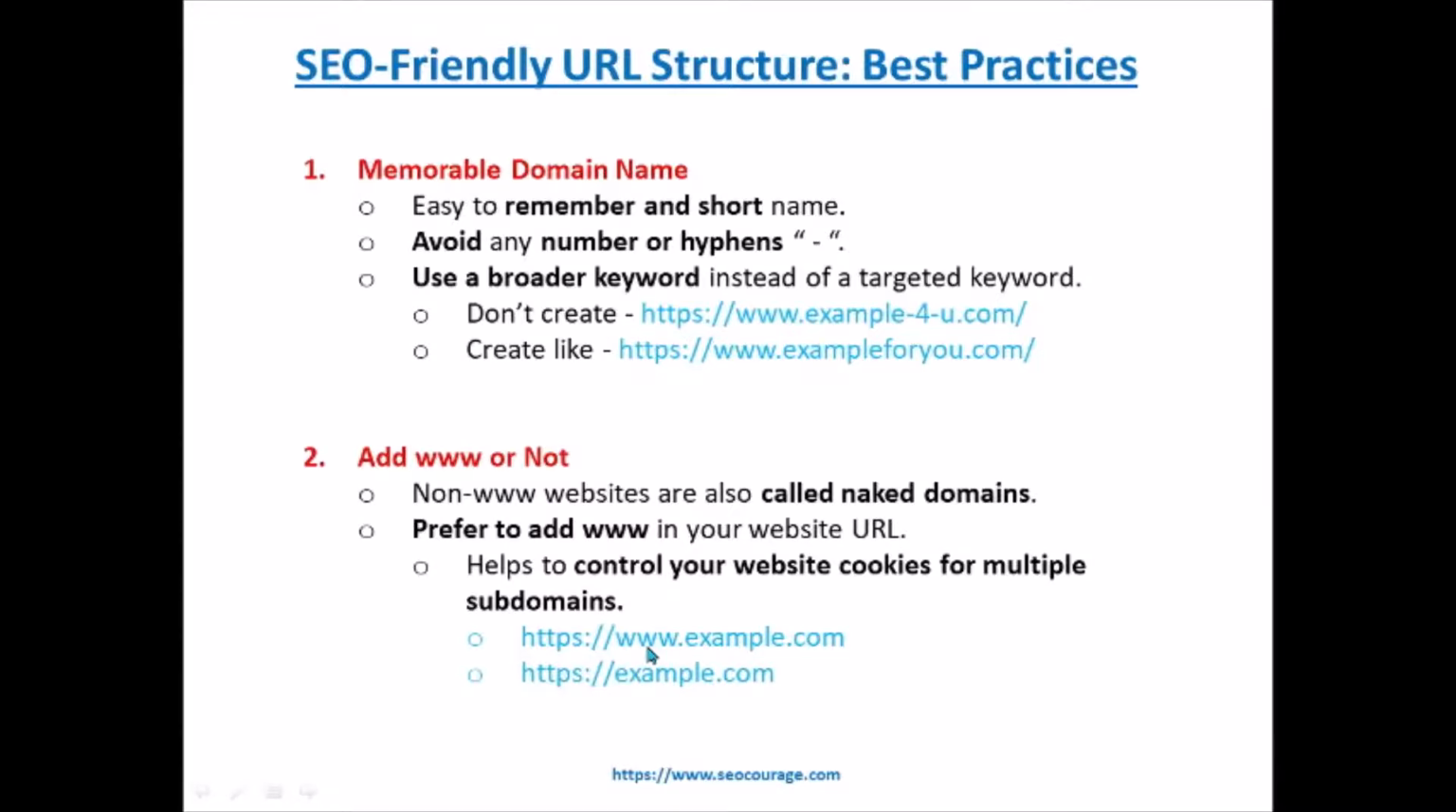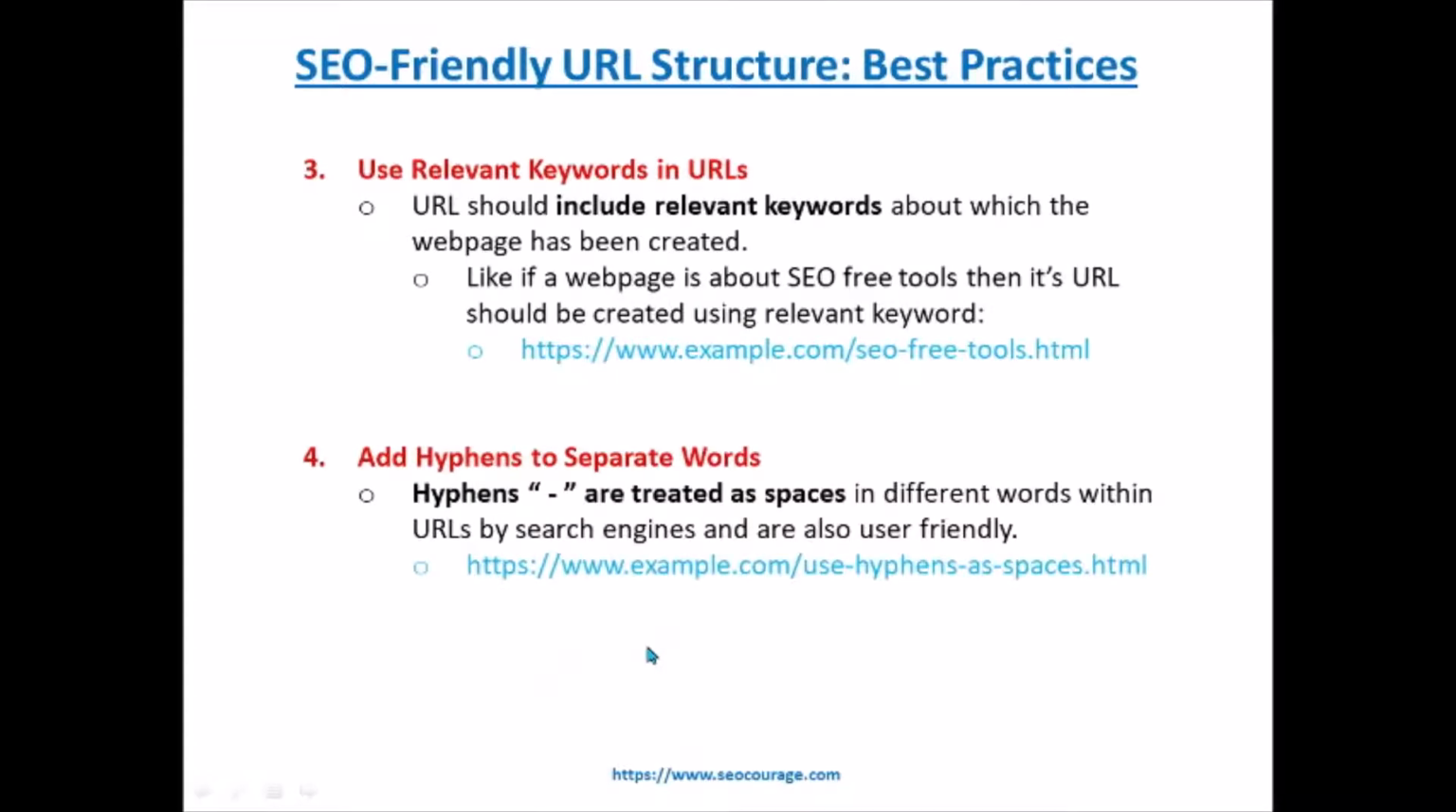Now we move to the third best practice, which is using the relevant keyword in the URL, as it helps to describe the page more easily for the user and search engine. So you should include the relevant keyword. Like here is an example. If your page is about SEO free tools, then your keyword used in the URL should describe that.